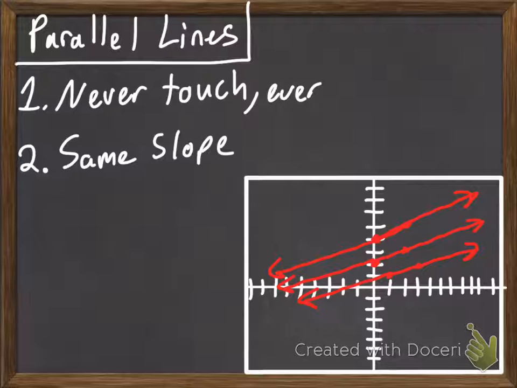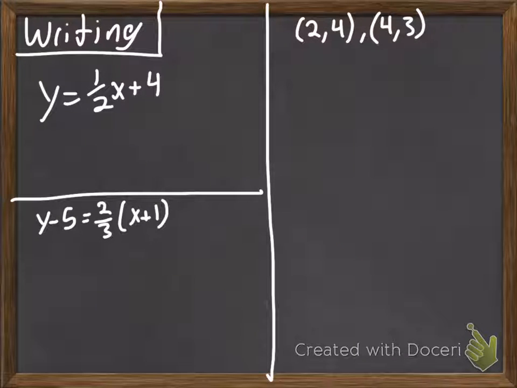And that same slope is important when we're talking about writing parallel lines. Writing parallel lines is pretty easy. Where we have y equals 1/2 x plus 4, I want a line that is parallel to y equals 1/2 x plus 4. In order for it to be parallel, it only needs to satisfy that one property, that the slope is the same. So we look, what's the slope here? Our slope is 1/2.